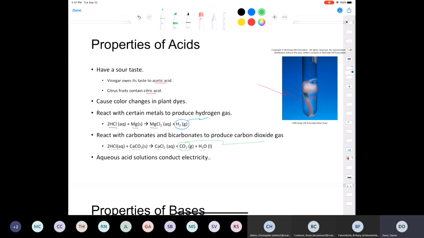It also says here that aqueous acid solutions conduct electricity. Now, why would that be? It's because they are electrolytes. And so you can imagine that the stronger the acid, the better electrolyte it's going to be. So we'll put here electrolyte like that. All right, so properties of acids. So that's just a little bit about acids.